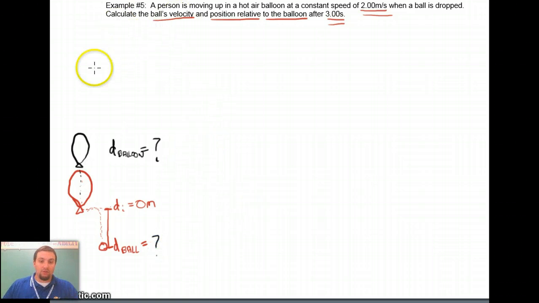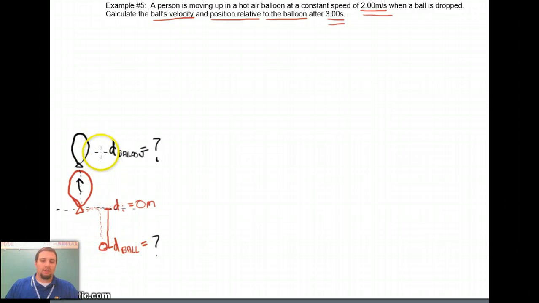Let's figure out what we do know in terms of our givens. So here's a picture again. The balloon's moving up. Okay, at our 0 position, we drop the ball. The ball falls for 3 seconds. The question is, what's the position of the ball?